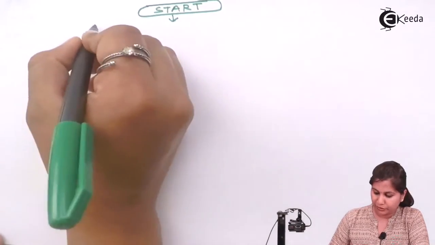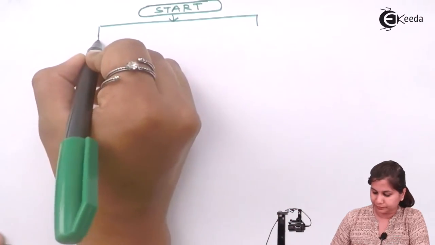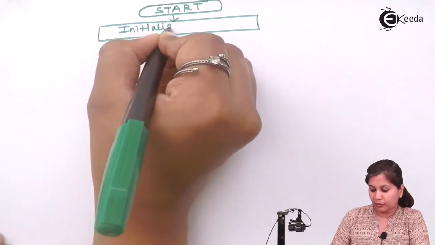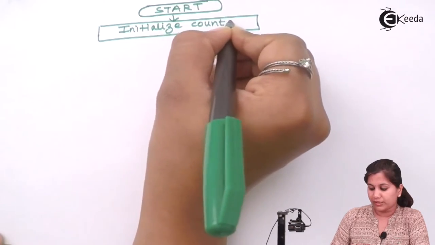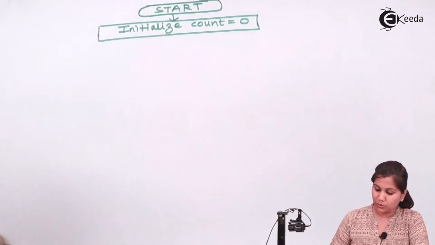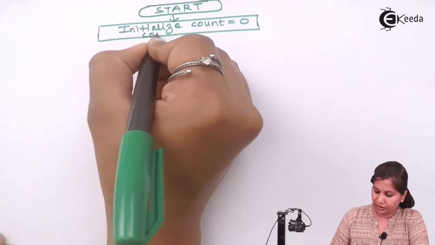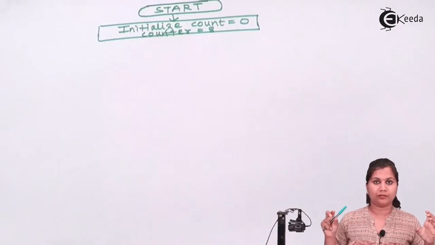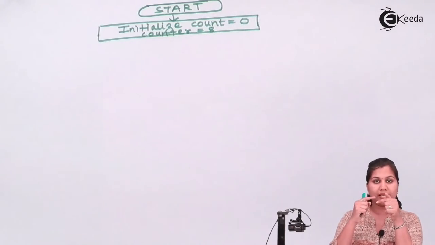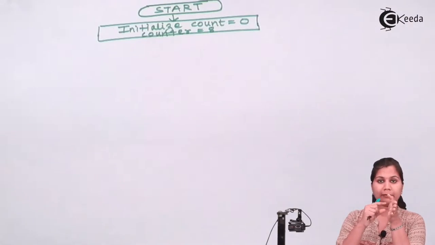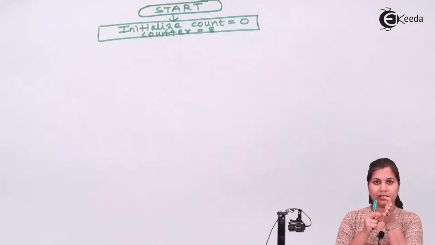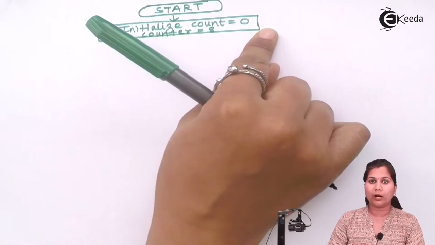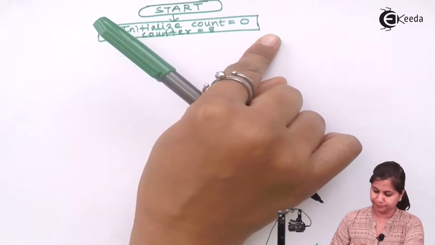After start, our first step is to initialize the count, because in count we are counting how many ones are present in the number. We will also have a counter which is to be initialized by 8, because in every number there are 8 bits, so we have to check every bit, whether that bit is 0 or 1. So we are initializing a counter by 8, and the count value is 0, which is going to count the number of ones present in the number.